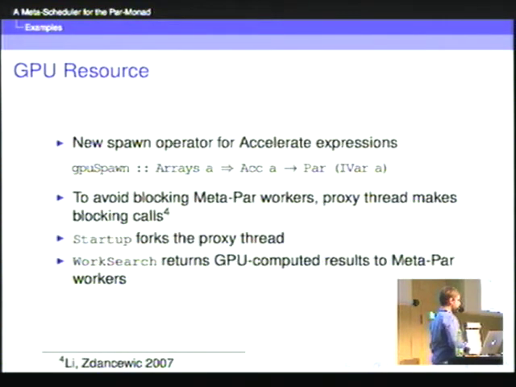The GPU resource has a new spawn operator, actually. So we're not just forking CPU tasks, we're also forking GPU. And so we have to change the types around to hand back a future that will get filled in when the GPU computation finishes. So part of the issues with composability that we had were the system calls might block a thread and prevent it from doing useful work. So we used the approach of having a proxy thread for the GPU that avoids the blocking and communicates back to the metapar system through the work search.